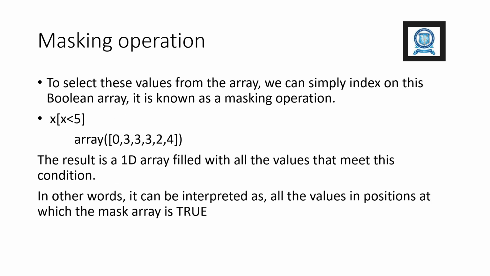To select these values from the array, we can simply index on this Boolean array. It is known as a masking operation. That is, we can write x of x less than 5. So, it produces the values where the result is true. That is 0, 3, 3, 3, 2, 4. The result is a one-dimensional array filled with all values that meet this condition. In other words, it can be interpreted as all the values in positions at which the mask array is true.